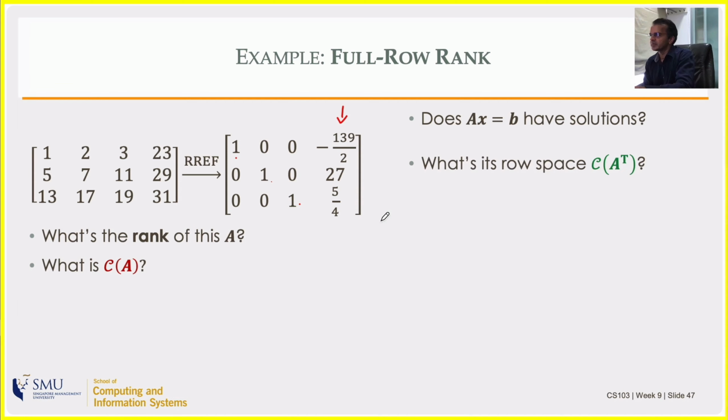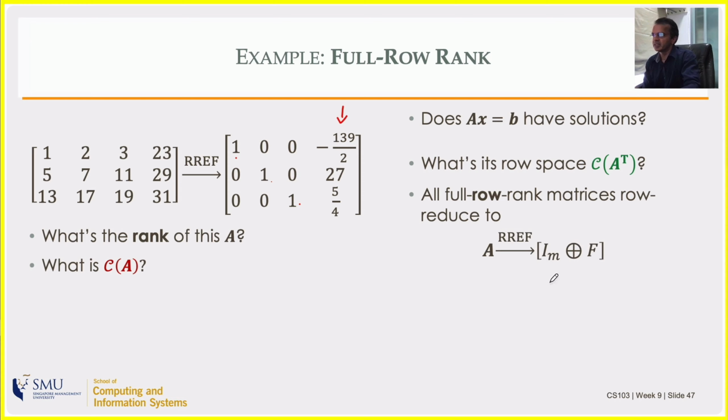What's the row space? It's going to be a subset of R4 with dimension equal to the rank, which is 3. The rank is 3. The row reduction, as you can see, is an identity matrix, possibly mixed in with free variables. It doesn't necessarily have to be cleanly separated.